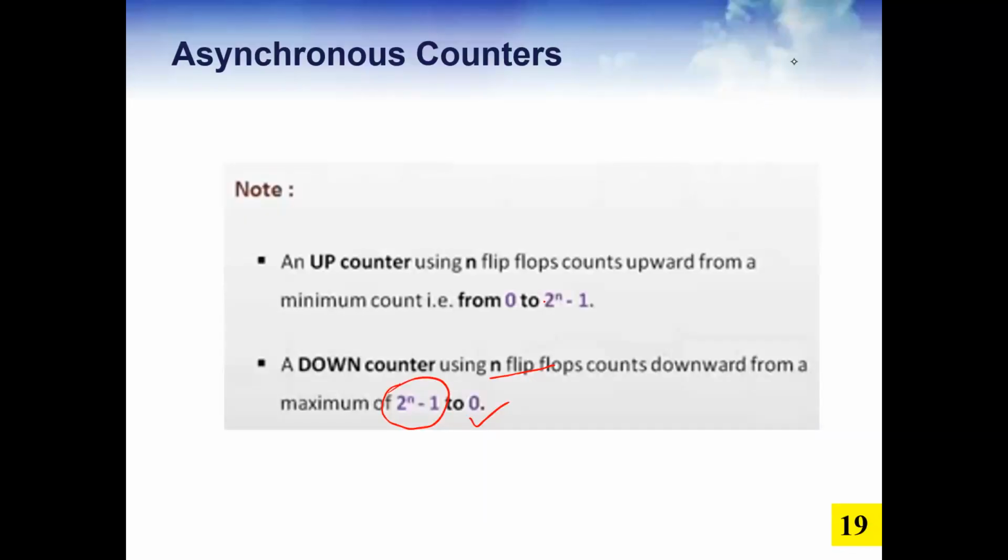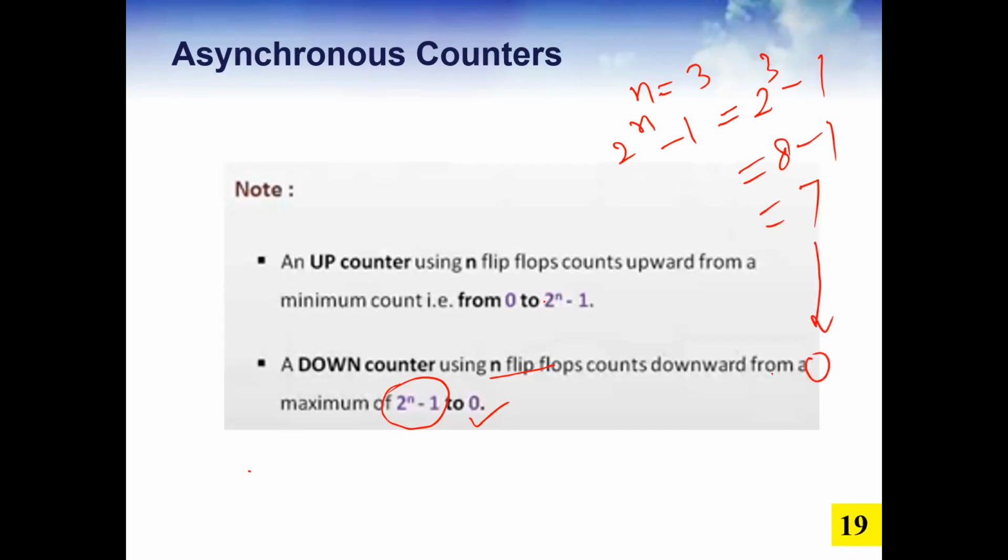So what is n here? n is the number of bits. So if we have n equal to 3, like in the previous case we have seen, it means 2^n minus 1 will be 2^3 minus 1, which is 8 minus 1, which is 7. So it will count from 7 to 0 basically. This is the order in which the counter will count, from the highest value to the lowest value in the case of down counters.